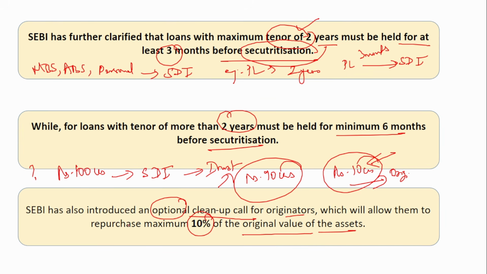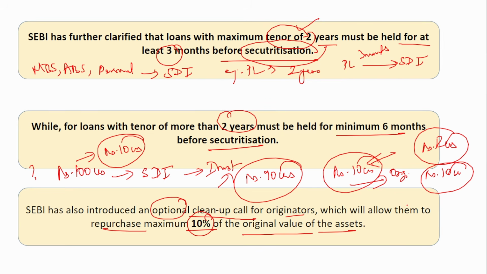So this repurchase can be done only up to a maximum of 10%. Here we saw that 100 crores is the total value of the assets, so 10% means only up to 10 crores can be repurchased. Suppose the remaining value of the pool is 12 crores, then that cannot be done. The maximum repurchase that can be done is only 10 crores.